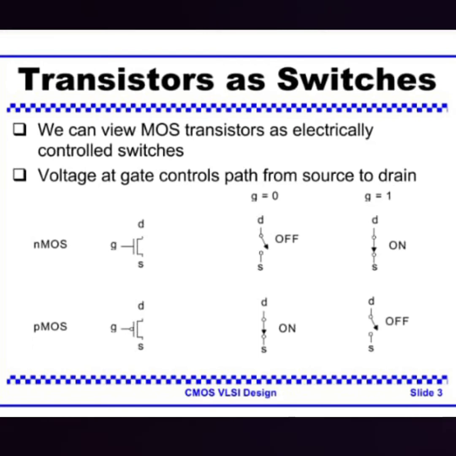There are two types of transistors, called NMOS and PMOS transistors. We have three terminals: source, drain and gate. The MOS transistors can be viewed as electrically controlled switches, and the voltage at the gate is going to decide the path from source to drain. If the gate is 0, NMOS is switched off and PMOS is switched on. If the gate is 1, NMOS is switched on and PMOS is switched off.